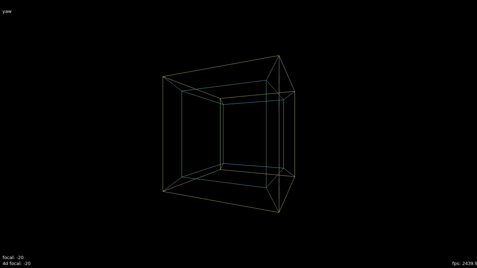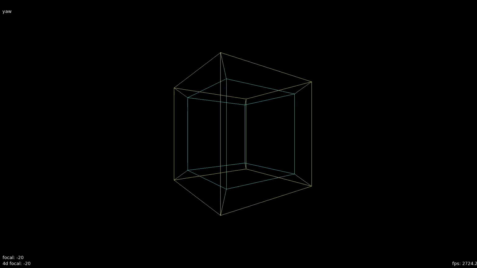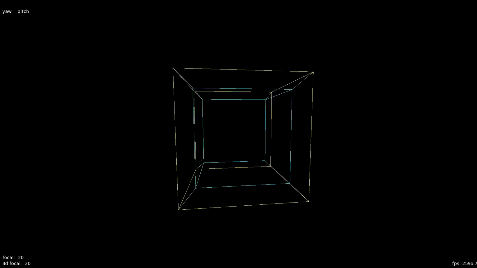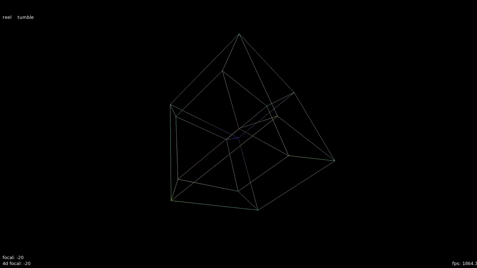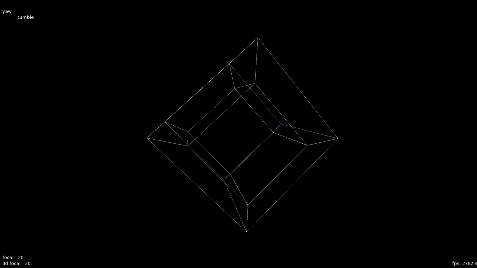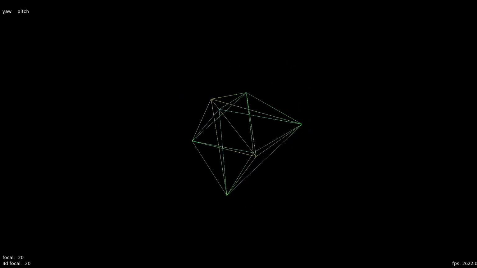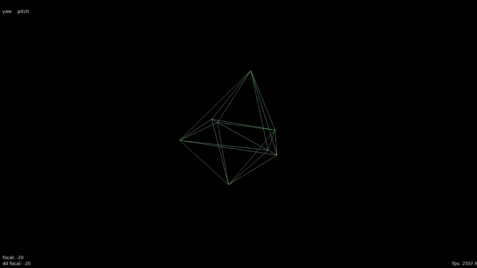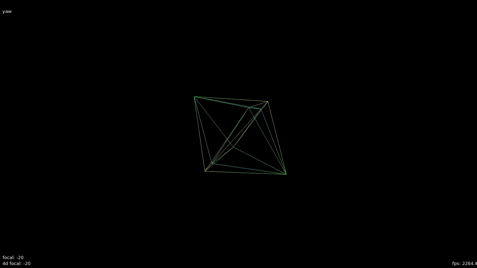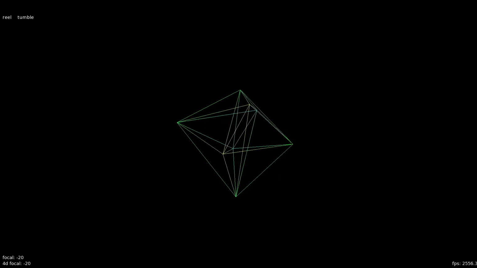This is the famous hypercube, or the tesseract. It has 8 cubic cells, 3 meeting at an edge. This is the hexadecachoron. It's the 4D equivalent of an octahedron. It has 16 tetrahedral cells, 4 meeting at an edge.